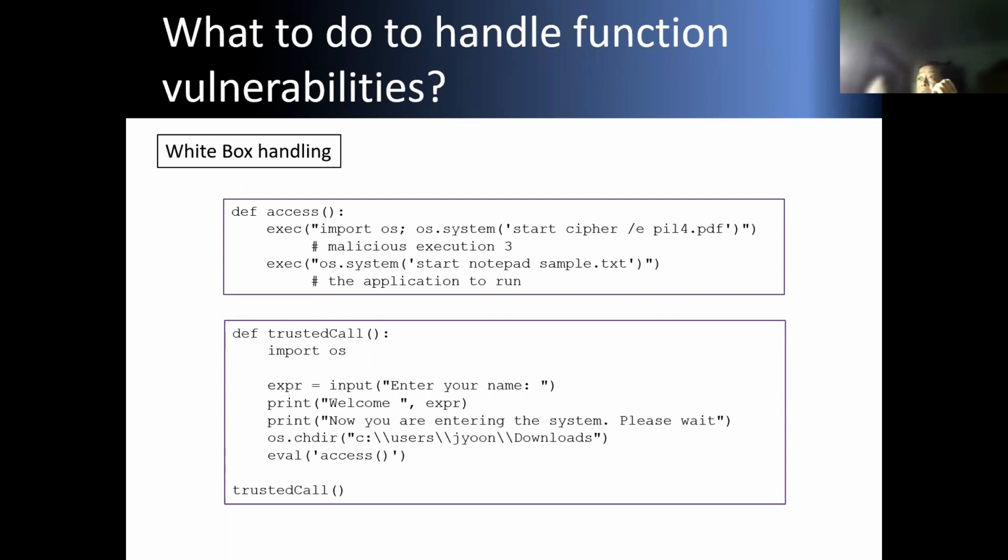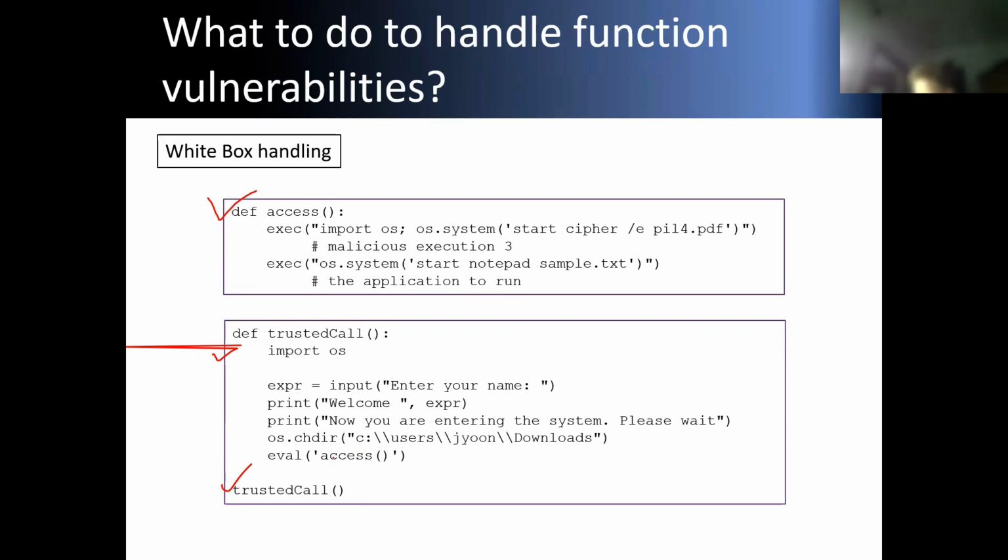That's because the function code itself may be a malicious code segment, or the way that we call a function may be carelessly called. So what should we do? How can we handle the functions? There are two ways of handling: white box approach and black box approach. With the white box approach, the function is already known. This is my function, and I'm calling this.